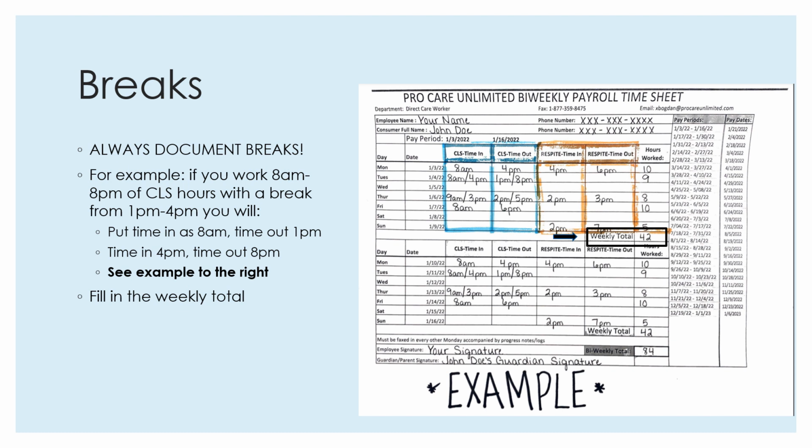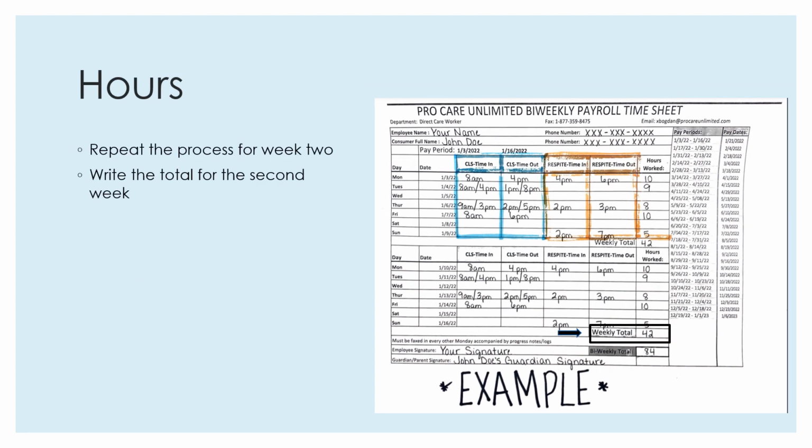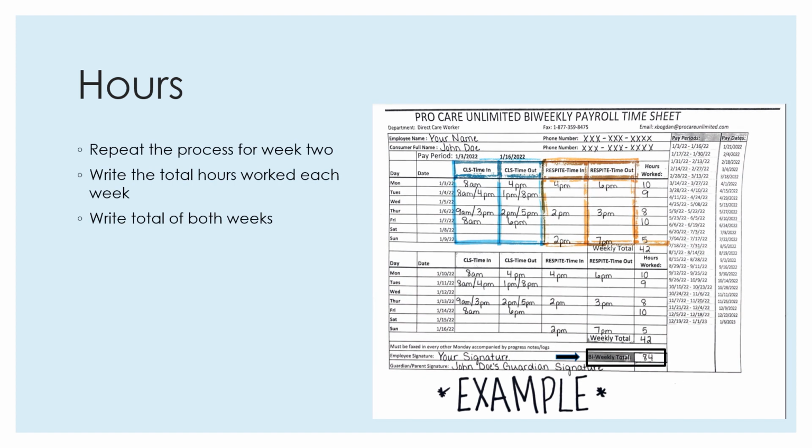Next, where it says total, write the total hours you worked that day. Do this for every day that you worked for the first week. Then, write the total hours worked during that week. Repeat this process for the second week and write the total hours for week 2. Then, at the very bottom, write the total hours worked for the combined 2 weeks.